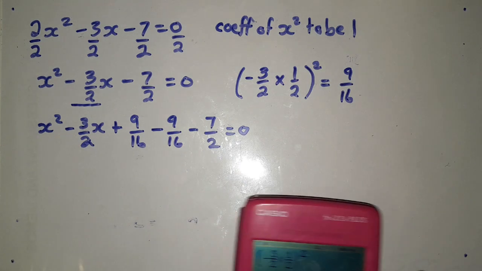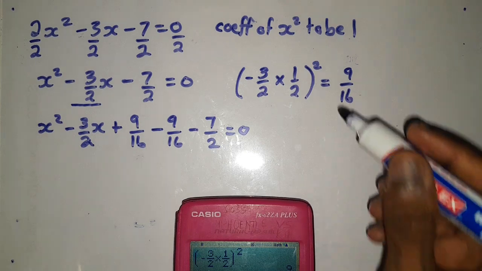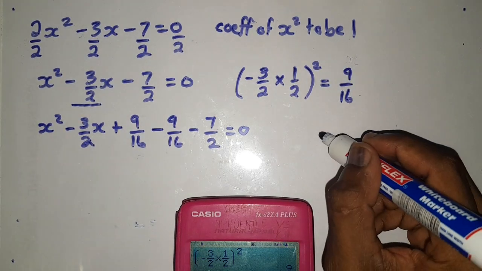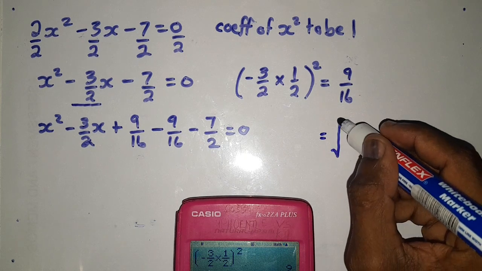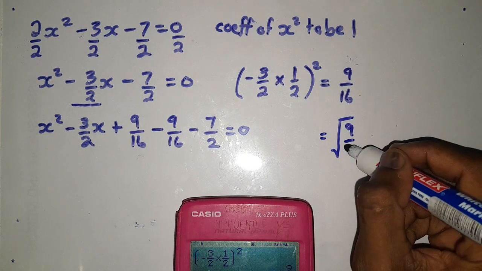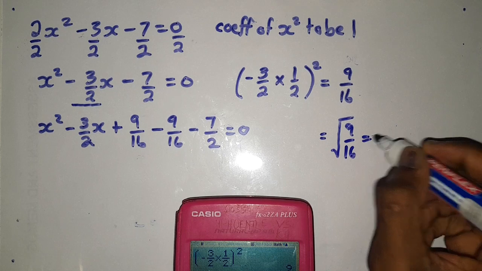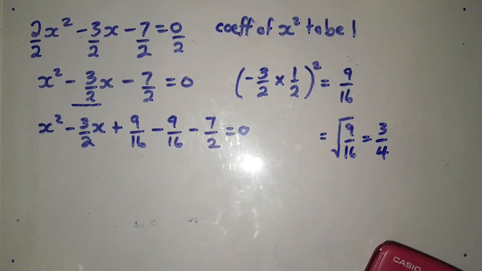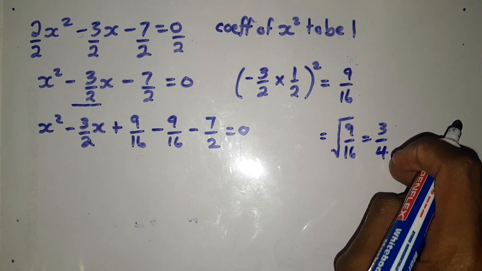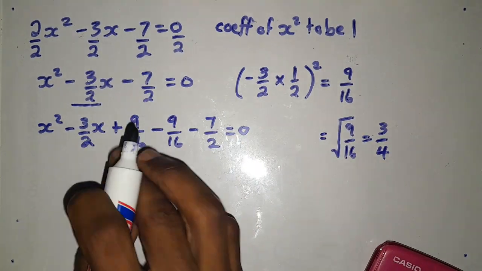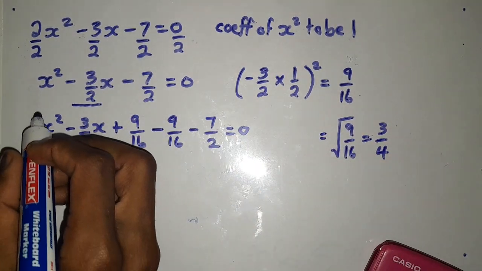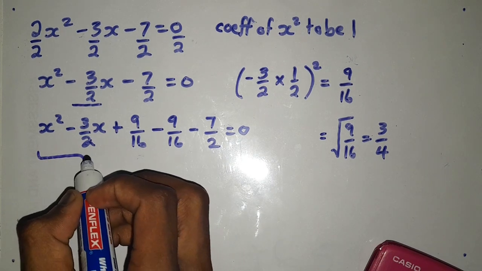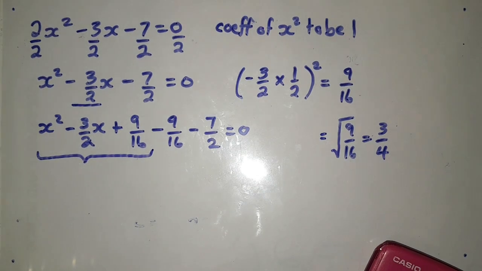Now bear this in mind. If I decide to take the square root of 9 over 16, I'm going to get 3 over 4. You see? Those are the factors of what? Of 9 over 16. At this point, we can then factorize this trinomial. You see this trinomial? We can then factorize it.